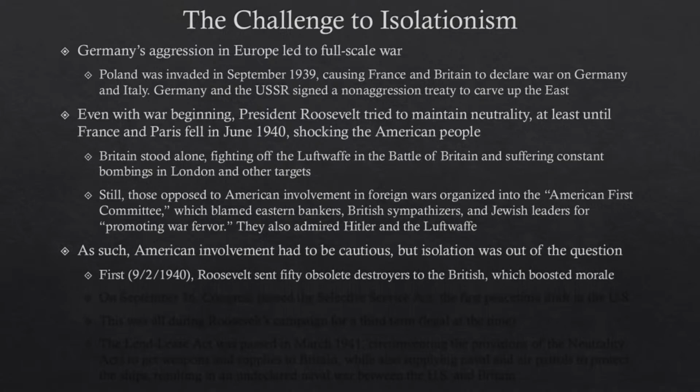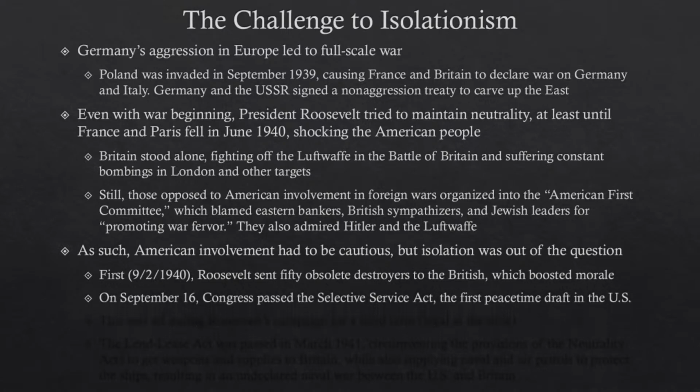So Roosevelt and a lot of political leaders knew that we had to get involved, but we had to be cautious about it. So Roosevelt sent 50 obsolete destroyers to the British because, of course, they were dealing with U-boats. Selective Service Act, the first peacetime draft in the U.S.